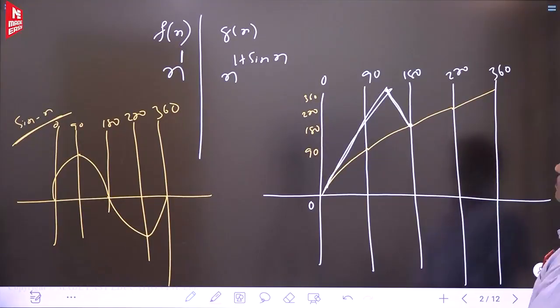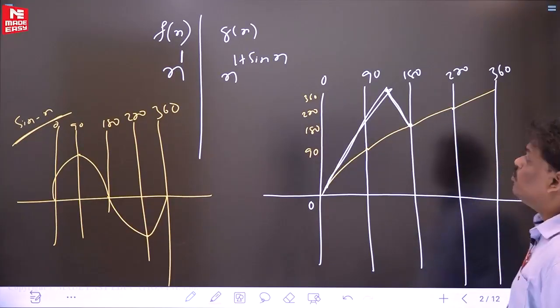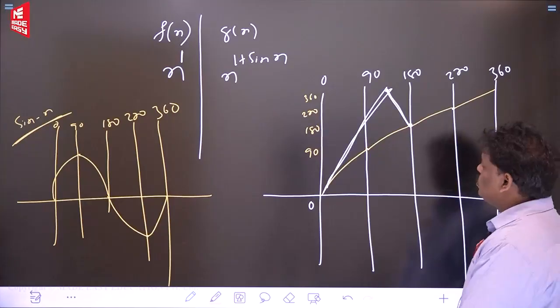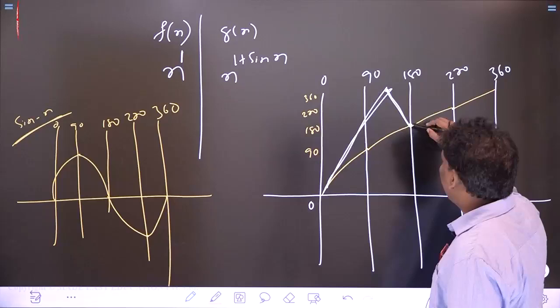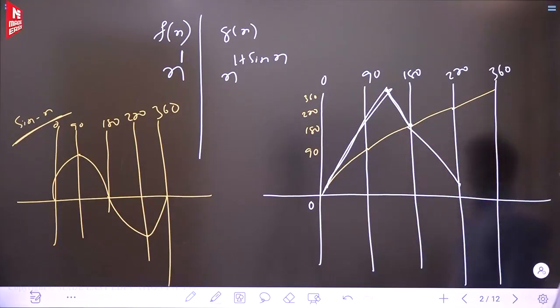What about 270? So F of n is 270, right? What about G of n? Let's check here. What is sin 270? Minus 1. 1 minus 1 goes to 0. n power 0 is 1. I think F of n is 270, but this became 1. 1 may be somewhere here.